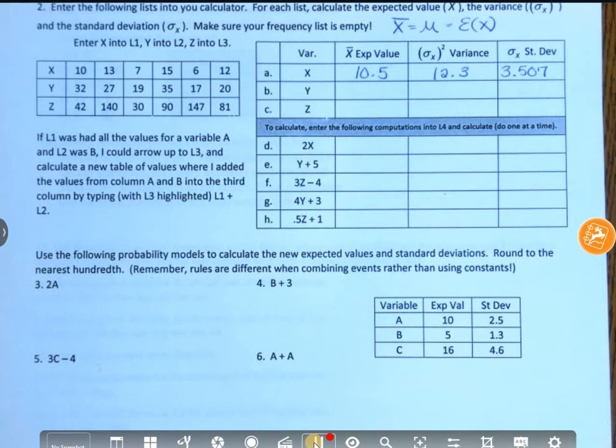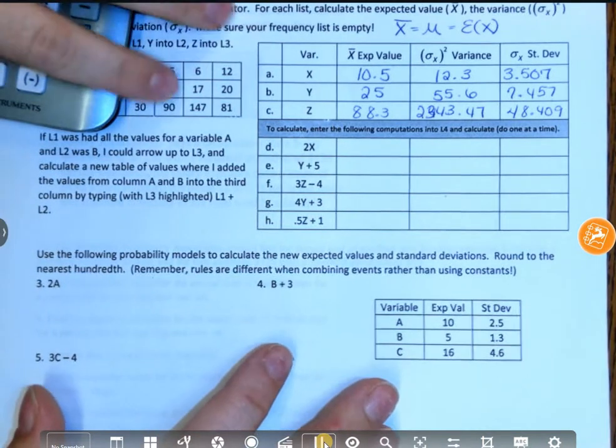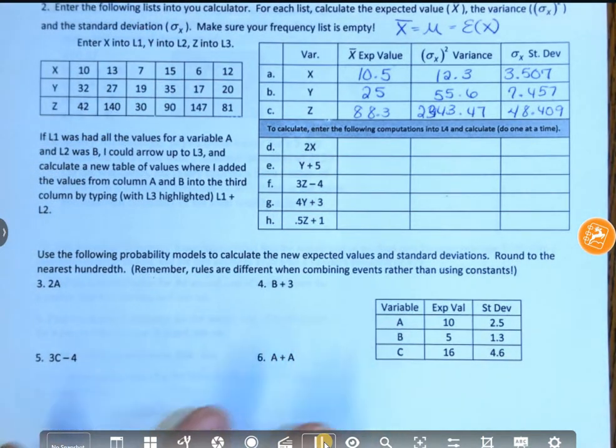Okay, did you guys get those? All right. I want you to compare your answers to mine, please. Are you doing all right with that? It's really nice that the calculator does all the work. We are pretty much getting to the point where our calculator will do most of the math. It's just we've got to use our brain for the thinking.